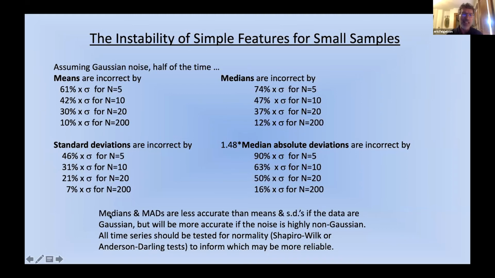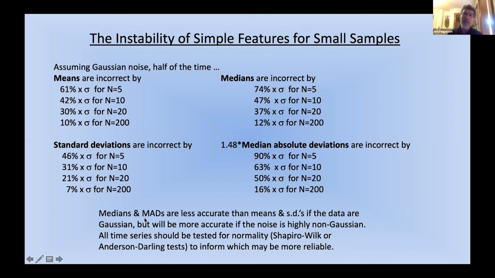But it's not obvious this means that we should use means instead of medians, because this simulation assumes Gaussian noise. If it's a non-Gaussian system, then the situation is likely to be reversed, and the non-parametric medians and MADs are going to be better than the means and standard deviations, which, standard deviations in particular, are very sensitive to outliers and non-Gaussianity, notoriously so. And so this is optimistic over here. It can't get any better than that.